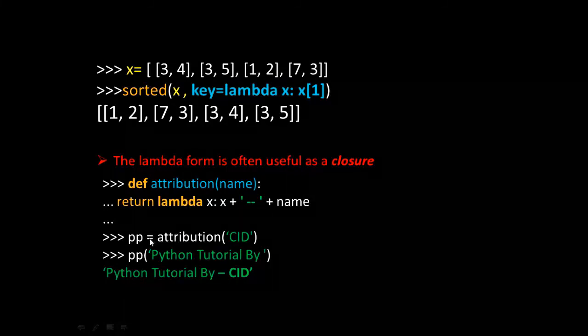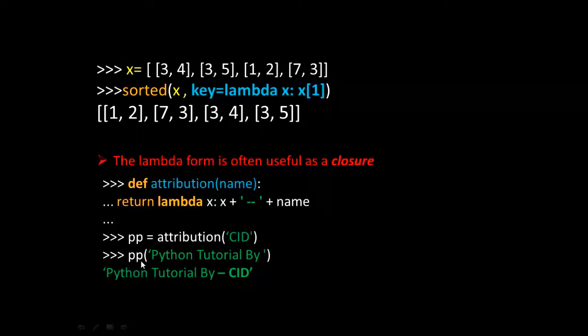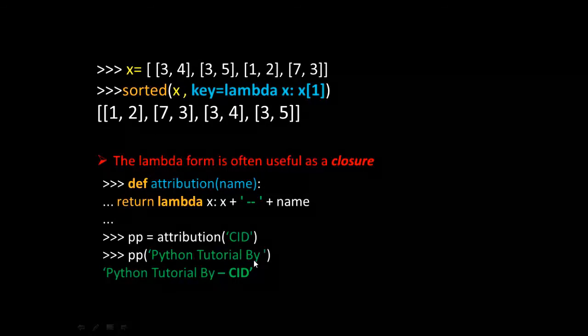Let me show you by calling this function. Let us suppose we have called attribution and I am passing CID. So it will go to the name. Now when we call our pp variable and pass "Python tutorials by", it will go to the x which is being returned by the lambda.